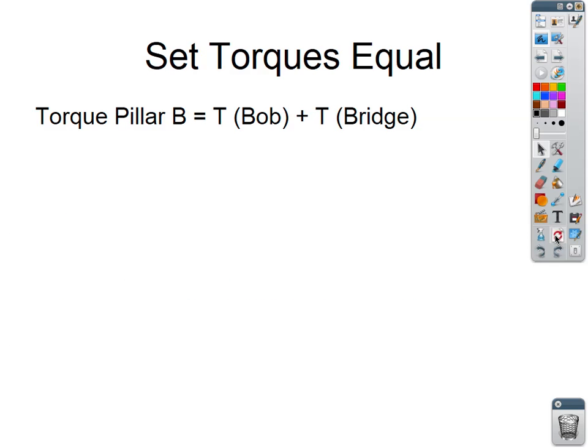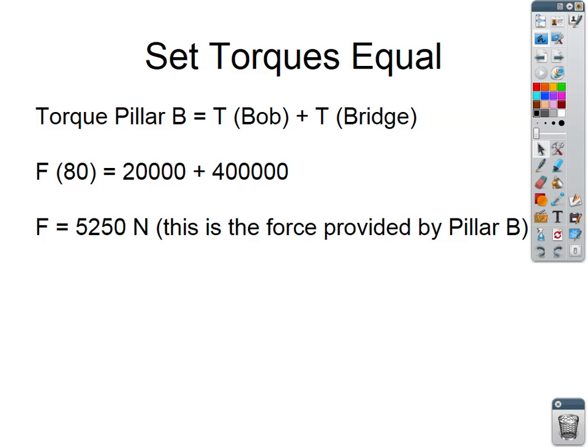So torque of pillar B equals torque of Bob and torque of the bridge. So force times 80 equals 20,000 plus 400,000. Torque of Bob, torque of bridge. And basically, if we do all the math, the force that pillar B is providing is 5,250 newtons. Okay? Applying 5,250 newtons of force. Okay? And that's your answer.